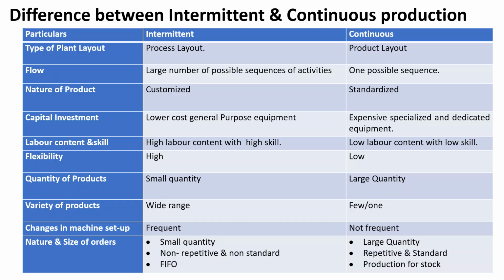Nature and size of orders: small quantity, non-repetitive, non-standard, and first in, first out. So this type of orders are produced in case of intermittent production system, whereas in case of continuous production system, we produce large quantity, repetitive, standardized outputs, and the products are produced and made to stock. So this differentiates intermittent production system from continuous production system.